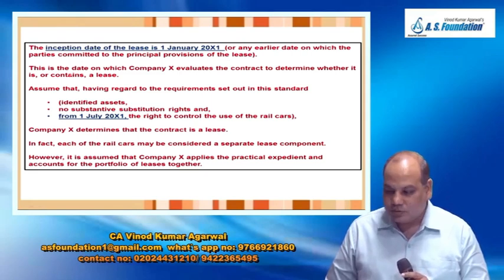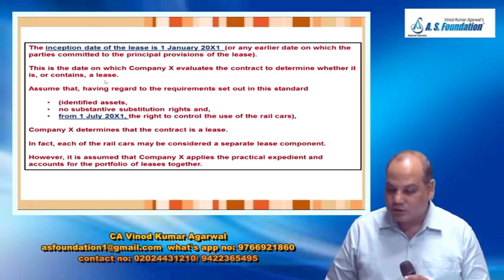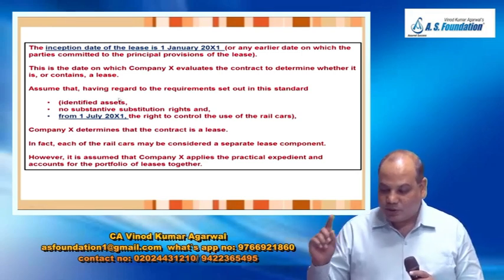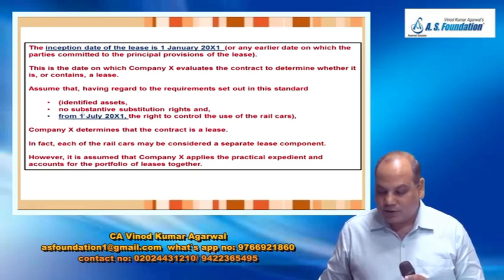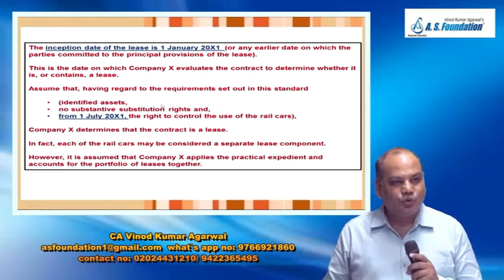Contract, which is not mentioned in this problem. So 1st January only. This is the date on which X evaluates the contract to determine whether it contains a lease, assuming that, having regard to the requirements set out in this standard, all conditions of a lease are fulfilled, that we have seen in the first lecture. There must be an identified asset, the supplier should not have a substantive substitution right, and the lessee has the right to control the use of the asset.